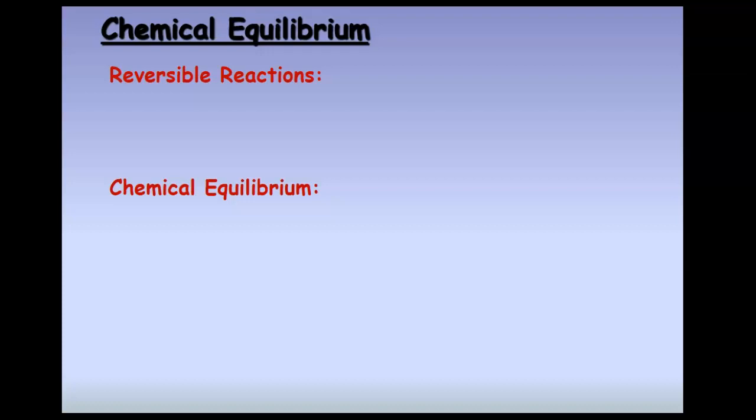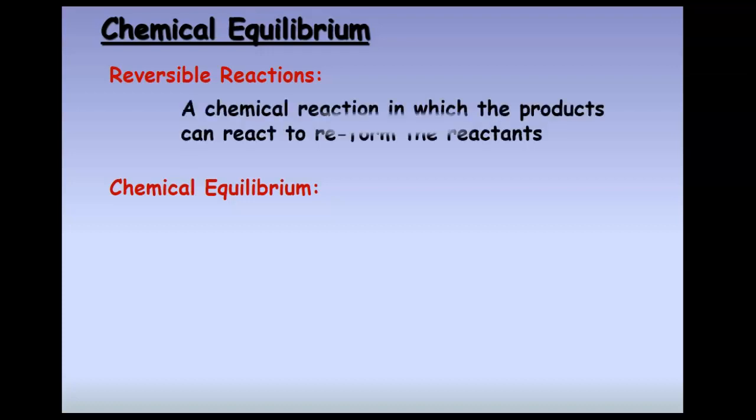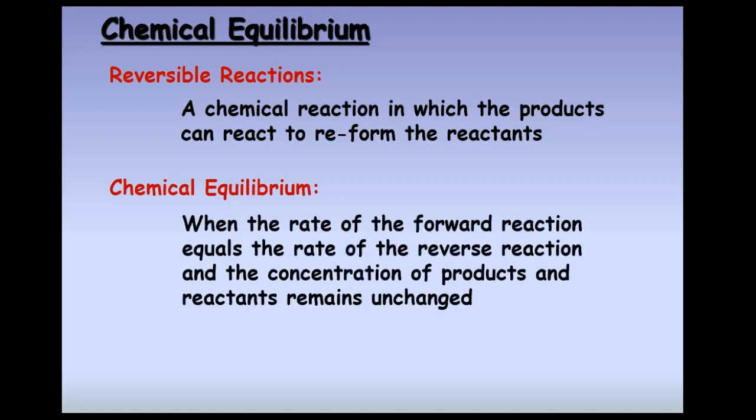Under chemical equilibrium, we discussed that reversible reactions are reactions where products can react to reform the reactants. You're familiar with that? And chemical equilibrium is when the rate of the forward reaction equals the rate of the reverse reaction, and the concentration of products and reactants remains unchanged. That means when your forward and backward reactions are the same, they form and reform at the same rate. That is when chemical equilibrium is attained.